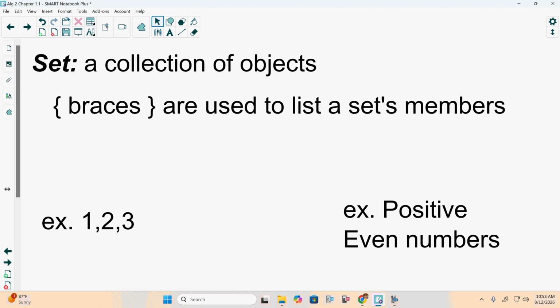Now, for the most part, we're used to sets being like these two examples here. 1, 2, 3, even, positive numbers. It doesn't have to be that. We could say fruits, apples, oranges. We can say the students in this classroom is a set. A set is just a group of objects. And we use the braces as a way to define the set and be able to list all the members of said set.